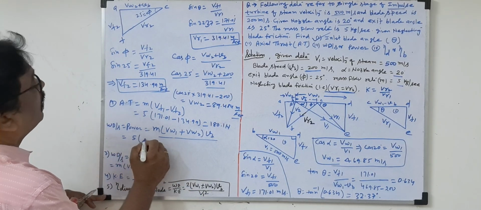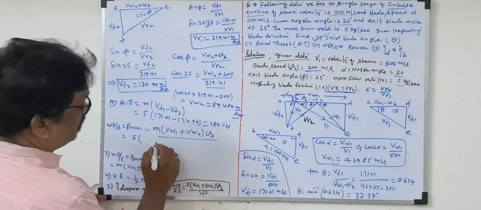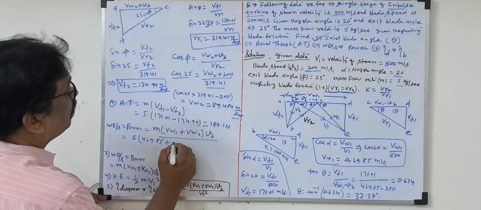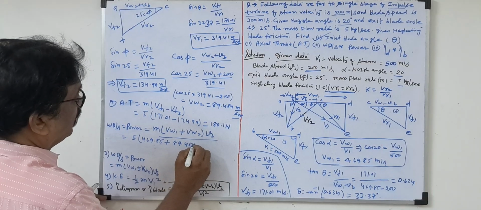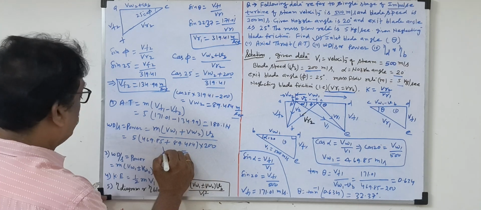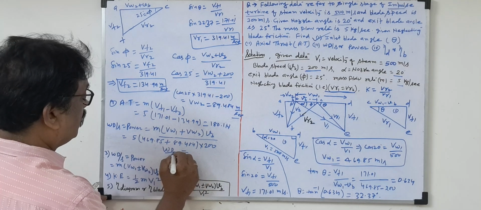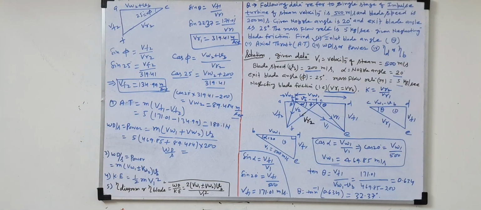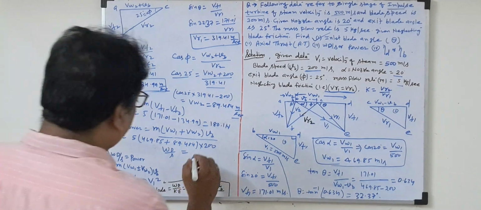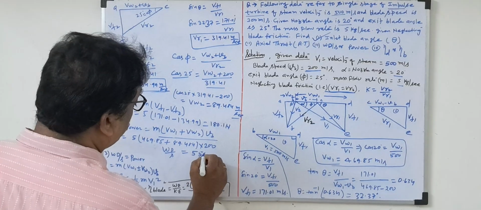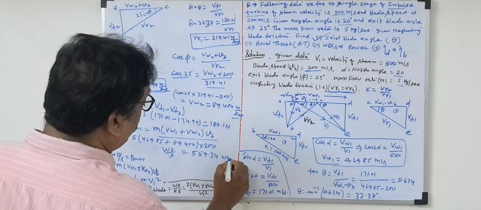M is equal to 5. Vw1 how much? 469.85 plus Vw2, 89.484, into 200. So this velocity will come, which means work done per second will come in watts. How much watt will come? Work done per second we calculated: 559.334, so 559.34 watt.